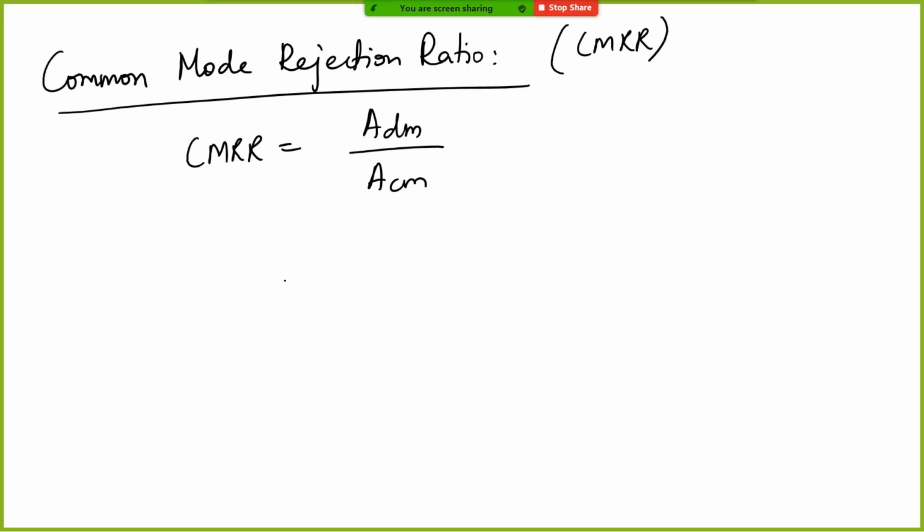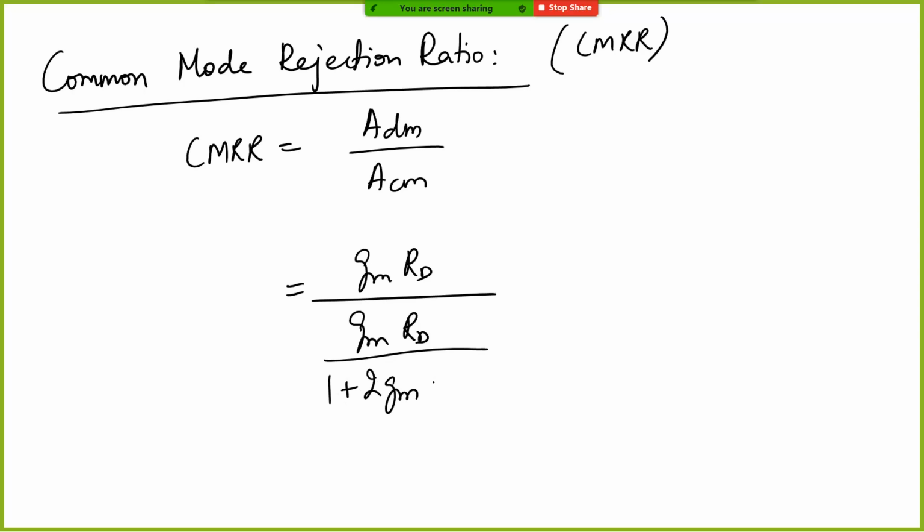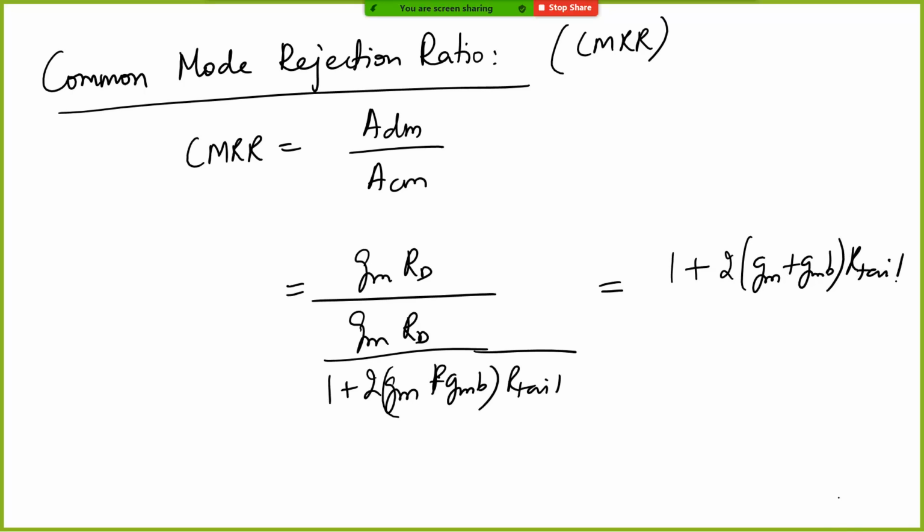So for that simple differential pair that we drew, the differential mode gain is GMRD, right? And the common mode gain is GMRD divided by 1 plus 2 times GM plus GMB times RT, right? Therefore your CMRR is nothing but 1 plus 2 times GM plus GMB times RT. This is the common mode rejection ratio of your simple differential pair. Now what do we learn from here?